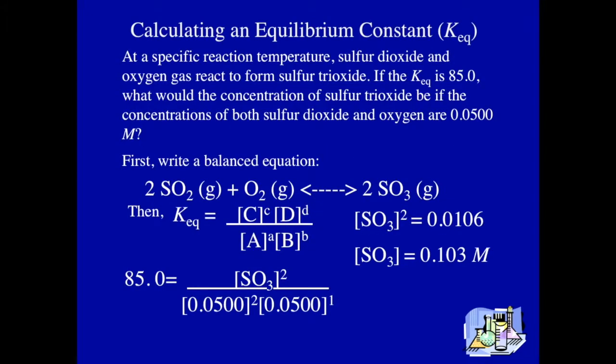Now, does my answer make sense? You're going to have to learn to make sense of these answers. 85.0 is my equilibrium constant. That means products would be favored, which means concentration of sulfur trioxide should be higher than my concentrations of sulfur dioxide and oxygen. Sorry, I had to yawn there for a moment. Anyway, that is concentration. These are my reactant concentrations. That is my product concentration. As it turns out, my product has a higher concentration than my reactants. Does that make sense with this equilibrium constant? It absolutely does.